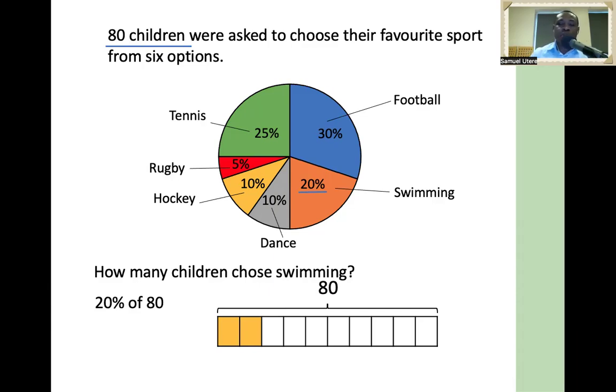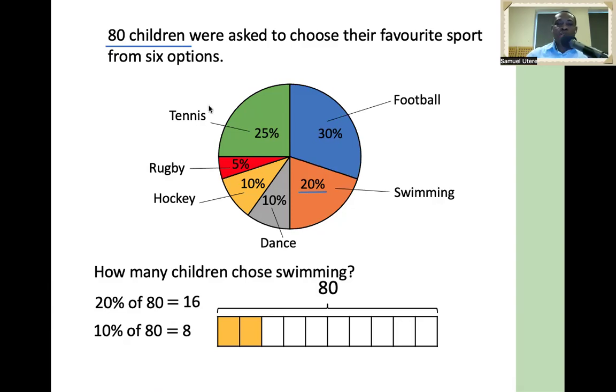So there are different ways to do this. So we can split this into 10 equal parts. Why? Splitting into 10 equal parts makes each part equal to 10%, which gives us 100%. So 20% is 2 lots of that, which will give you 16, because dividing 80 by 10 will give you 8. So 20% of that is 16.